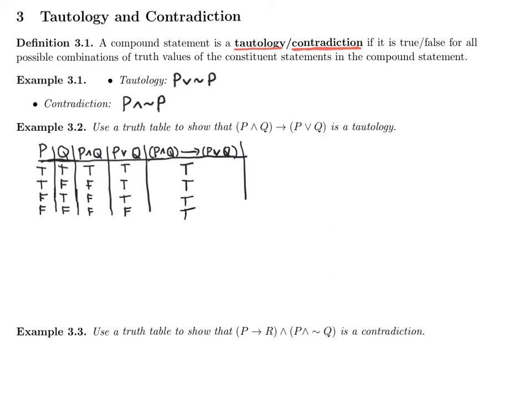And since no matter what truth values we have here for P and Q, the truth of this statement is guaranteed. It's just true always. This is a tautology.